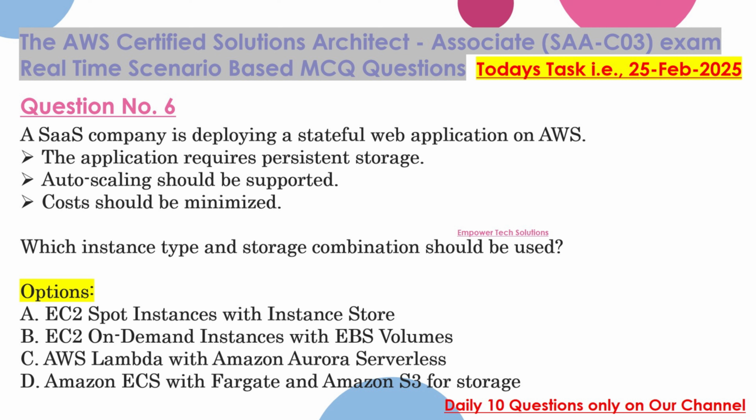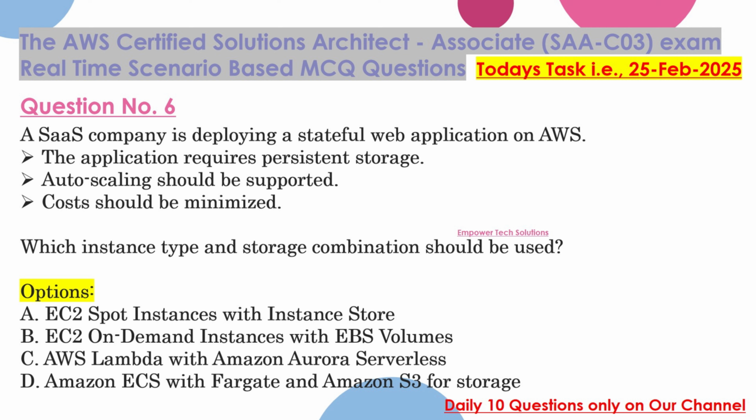The application requires persistent storage. Autoscaling should be supported. Costs should be minimized. Which instance type and storage combination should be used? Options: A. EC2 spot instances with instance store.